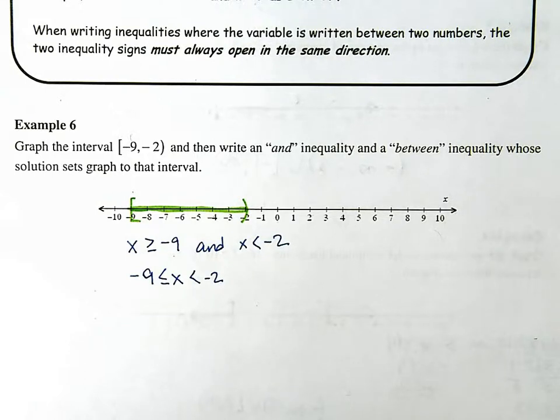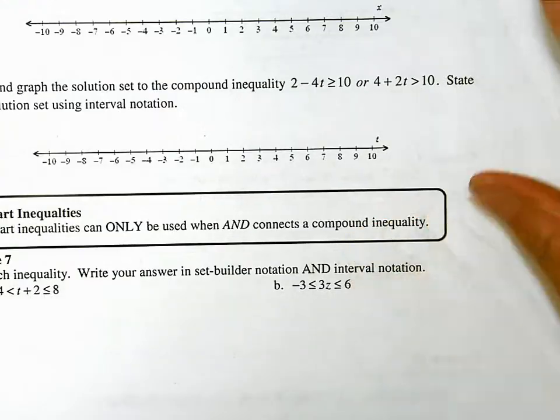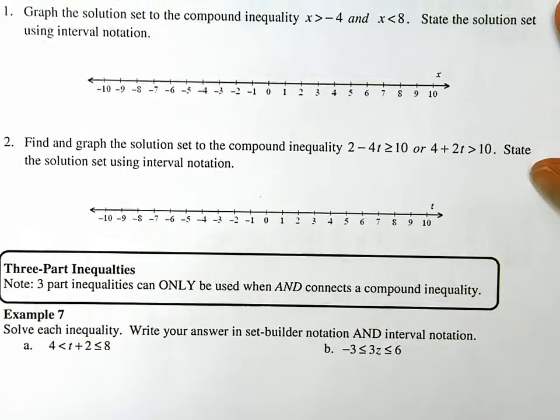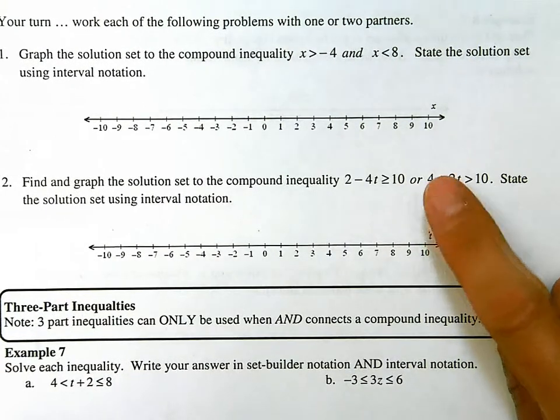The inequality should face the same way. So if you have something that's an and like it's greater than 3 and it's greater than 7, we shouldn't write it like this. The inequality should always face the same direction. Okay, you guys graph these 2 and state the solution using interval notation. This one's an and, this one's an or.